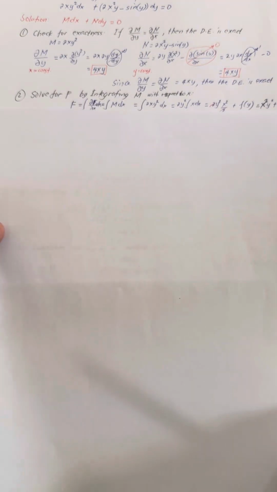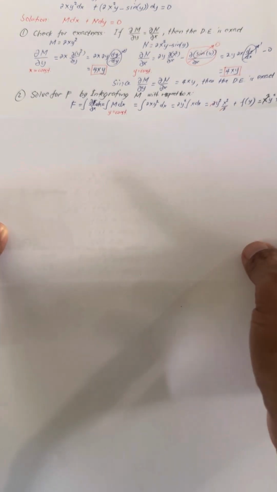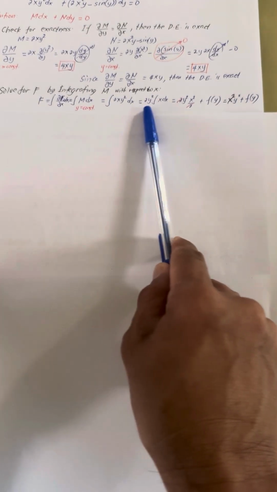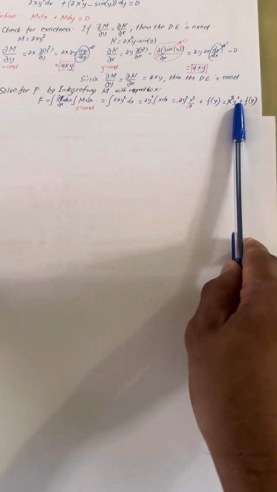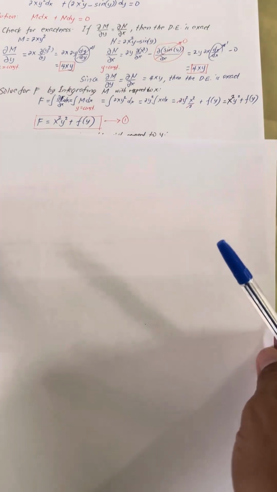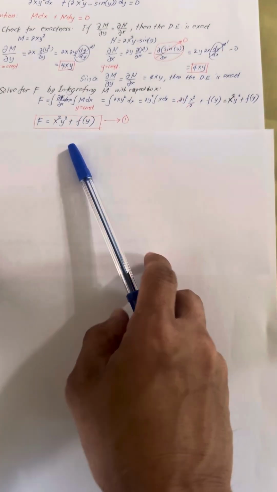Step number 2 is to solve for f. Find f by integrating M. Okay, so by integrating M, our result must be something like this. Now, with respect to x, so y is constant, so we get this result. So our constant now is a function of y, f of y. Then we have here f equal to x squared plus y squared plus f of y. So call this our equation 1. Then after that, let's proceed to step number 3.